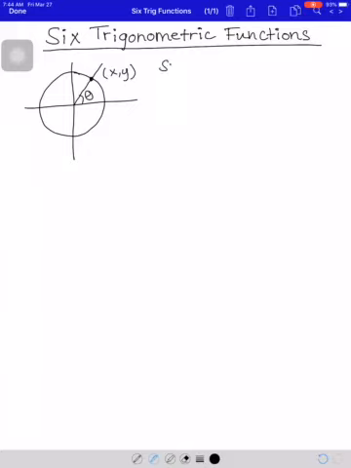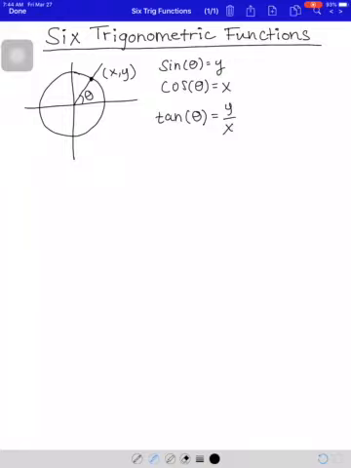And sine of theta gives us the y-coordinate of that point. Cosine of theta is the x-coordinate of that point. And now we can also define tangent of theta, which is just going to be the y-coordinate divided by the x-coordinate. And we can also look at the reciprocals of all 3 of these functions.